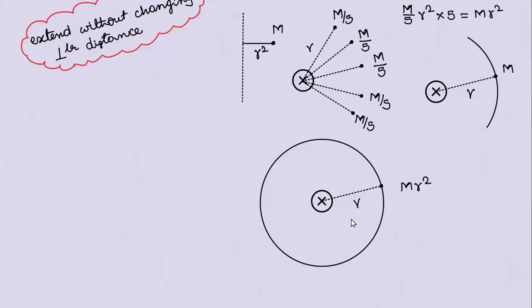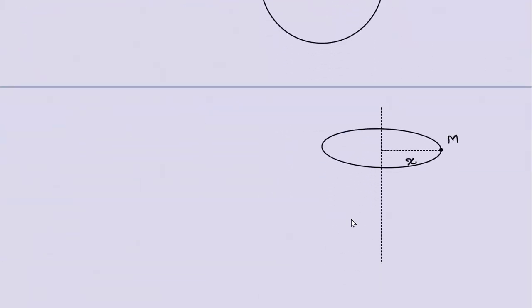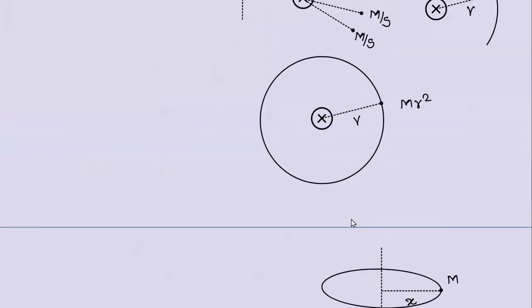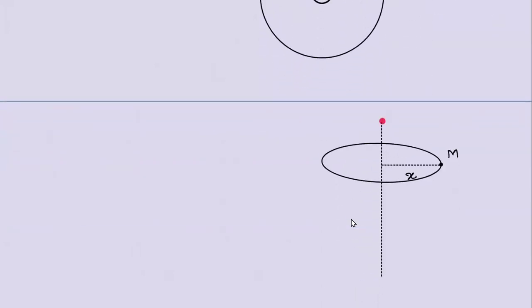We'll extend this idea to the different dimension. We take the ring, same ring, we calculated about the axis. Side view, I'm giving it to you. Mass M, radius R. Okay, fine, we'll continue. Now, without changing perpendicular distance, do anything, moment of inertia will not change.